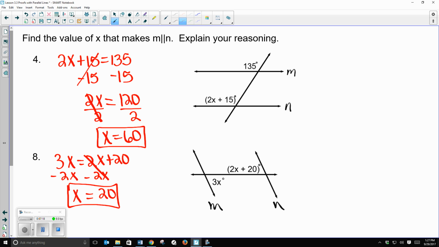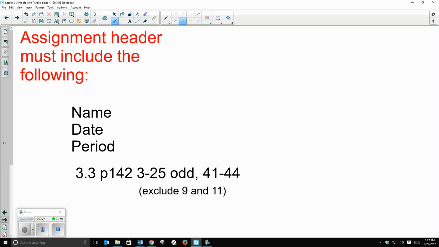So that is why I don't have many examples for your homework today. And I think you'll be okay with that. Any questions about any of that? Make sure you write down to exclude number 9 and 10. I'm not doing 9 or 10, but you're doing 3 through 25 odd, 41 through 44 all. If I don't put odd, that means all.